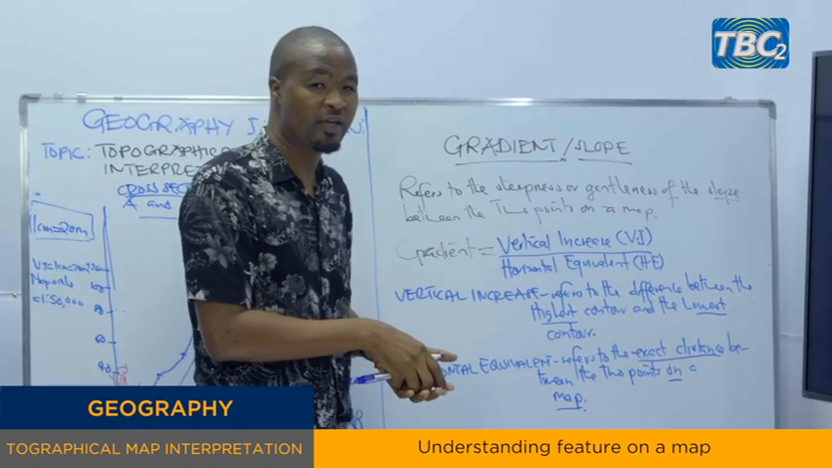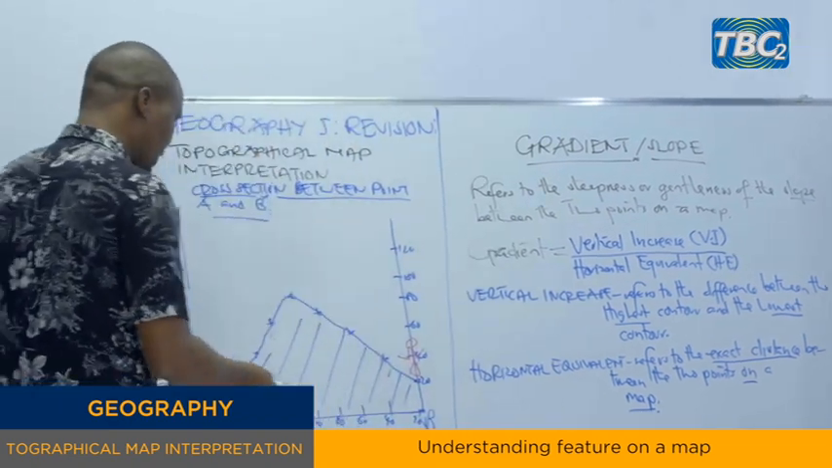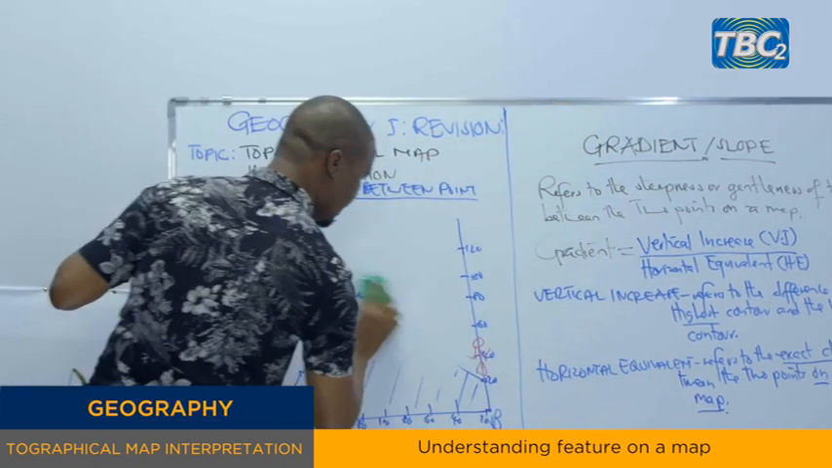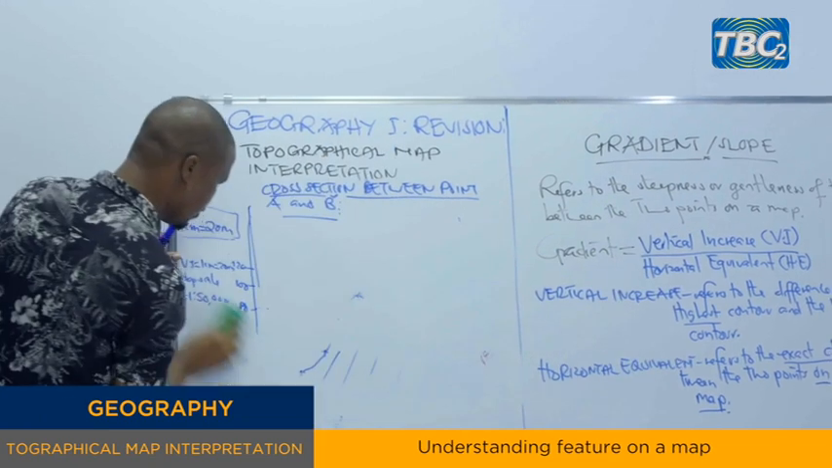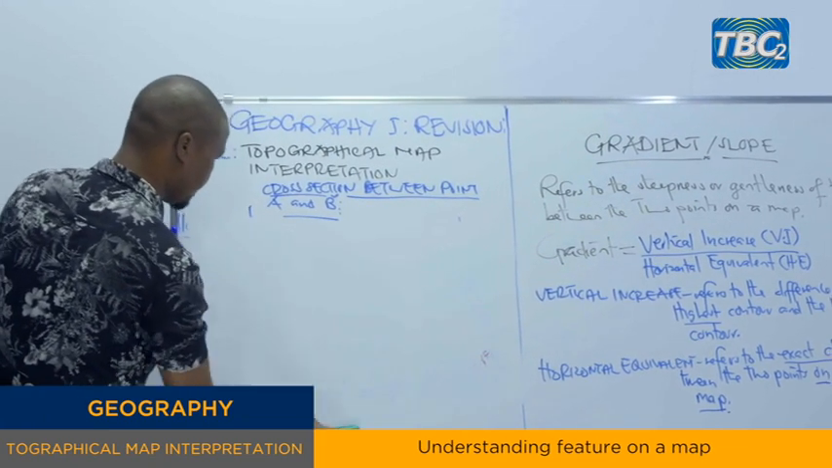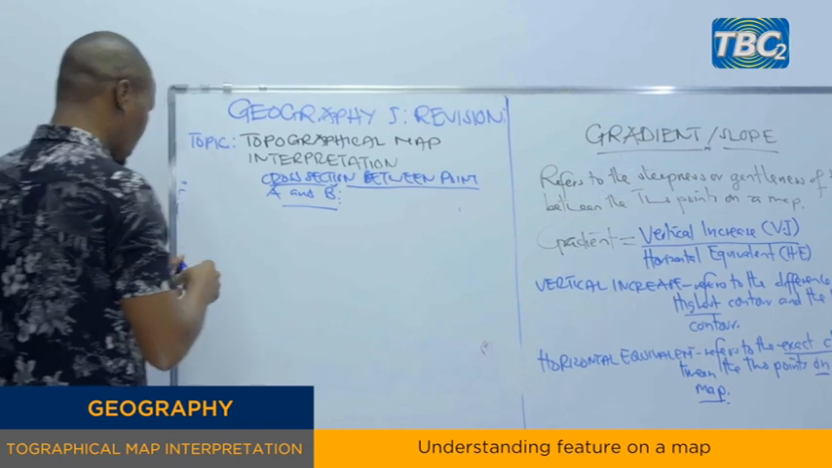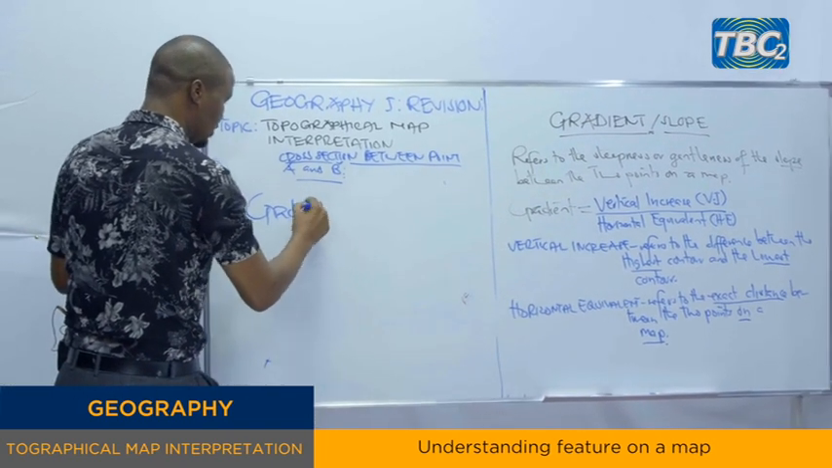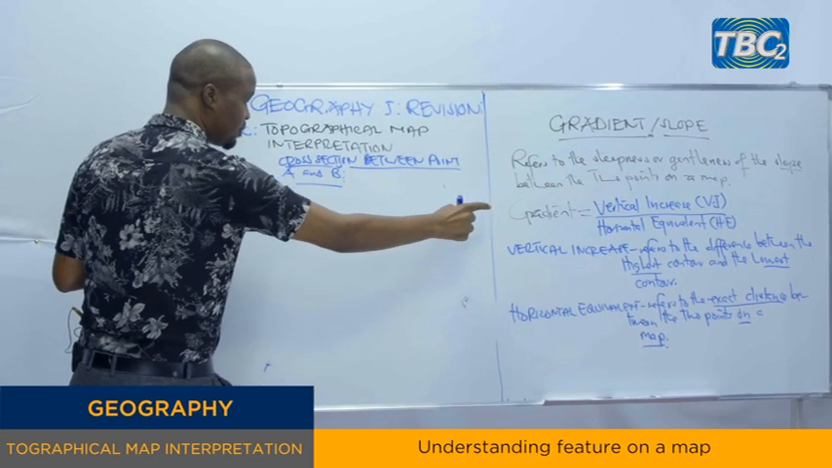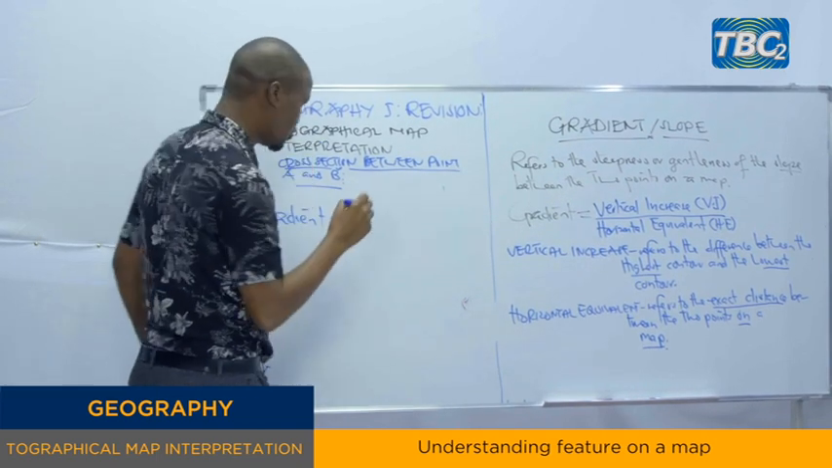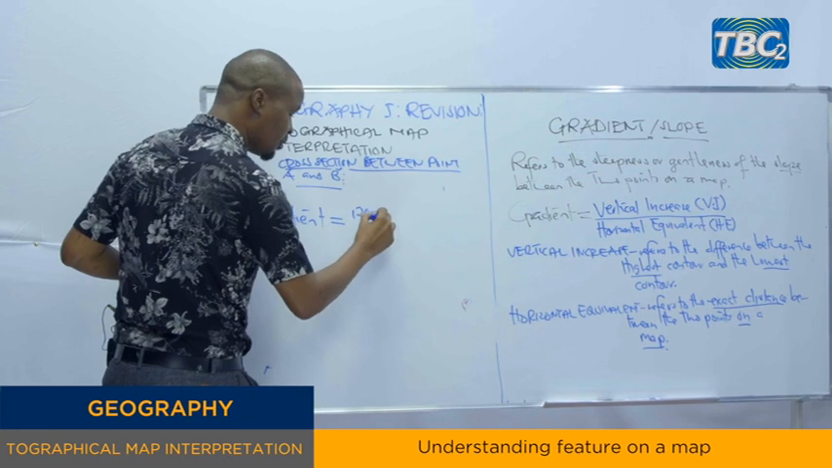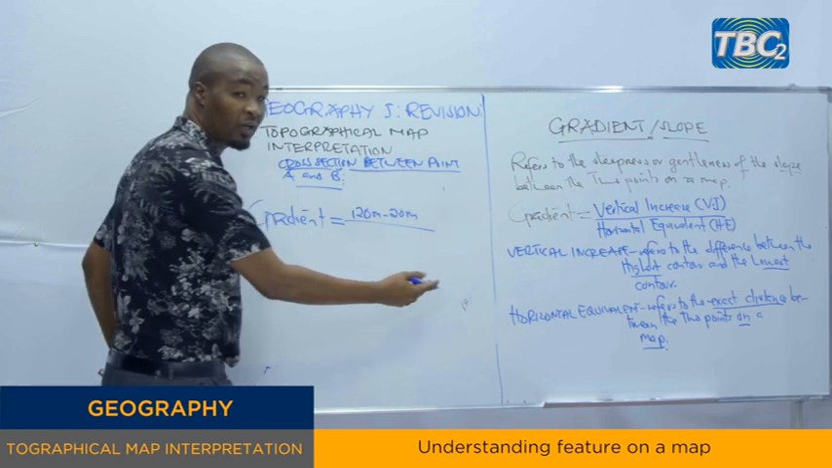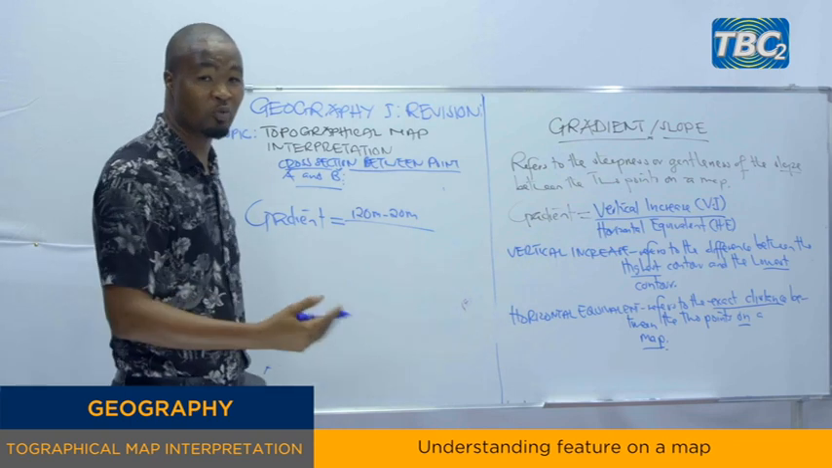So let's go how to find the gradient in a simple way. How are we going to find the gradient between the 2 points? It's very simple. Gradient is equal to the vertical increase, you take the highest contour minus lowest contour, which is 120 meters minus 20 meters, divided by the horizontal equivalent, the exact distance between the two points on the map.